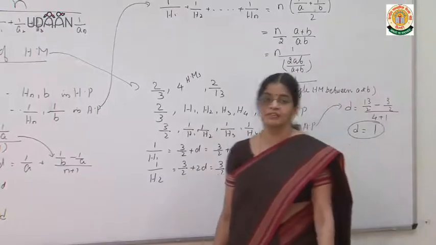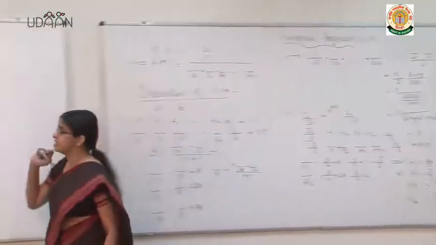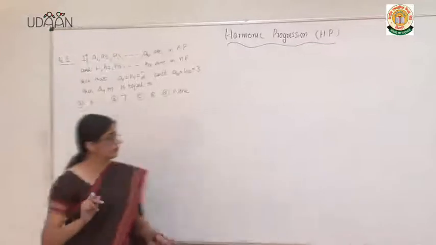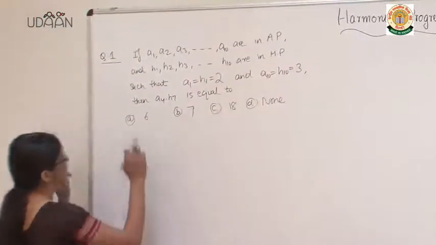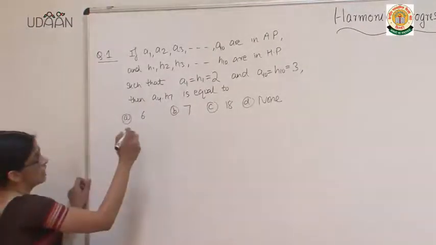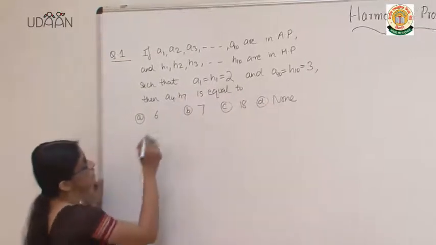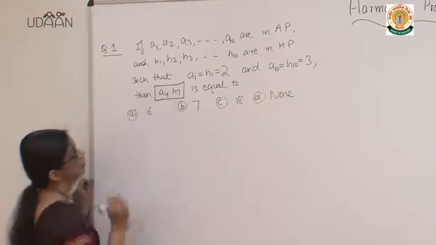Let us discuss some of the solved examples. First solved example, the module question is written on the board. Read the question once. A1, A2, A3, etc., A10 are in AP and H1 to H10 are in harmonic progression. You are given the first term and the last term of both the progressions. You have to calculate A4 into H7.